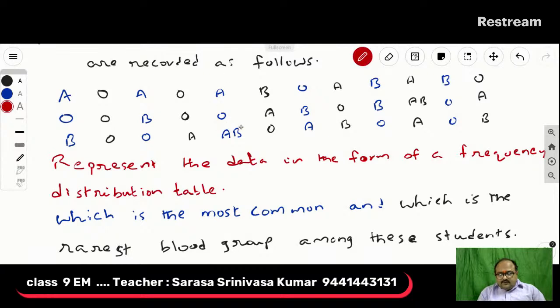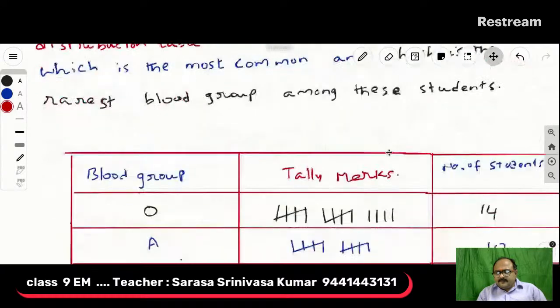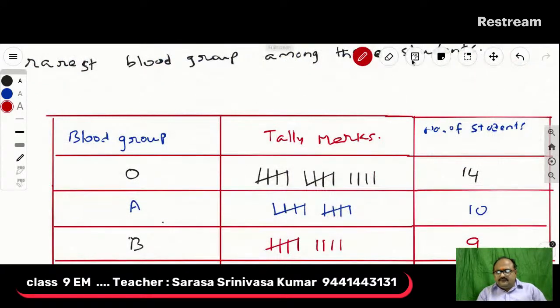So here we got only 2. So somewhere else it is wrong. Let us check the O. 1, 2, 3, 4, 5, 6, 7, 8, 9, 10, 11, 12, 13, 14, 15. What we have written there? 14. So it should be 15 here. That is how we cross check.